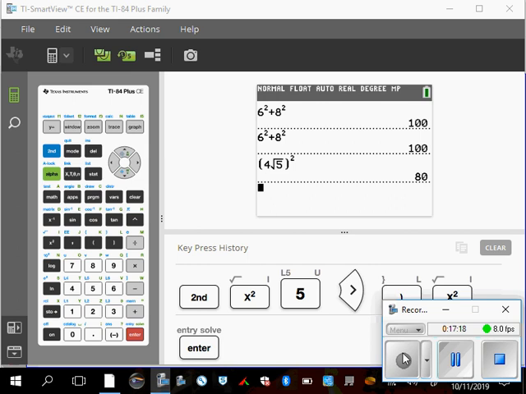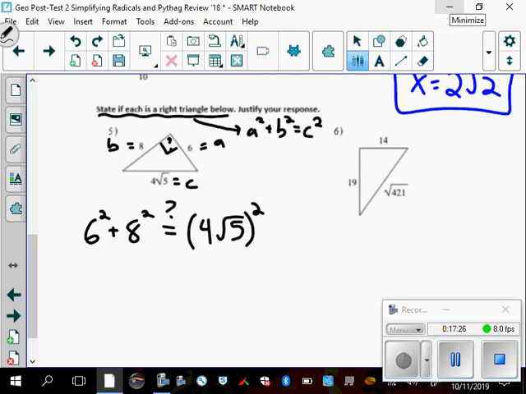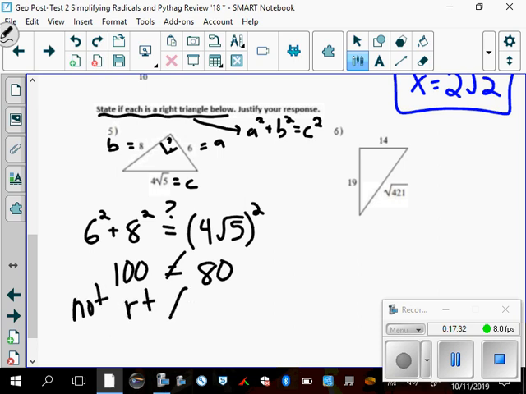All right, so here we go. I typed them both in. 6 squared plus 8 squared gave me 100. 4 radical 5 squared in parentheses gives me 80. Does 100 equal 80? Hoping you're thinking no. That means this is not a right triangle. All right, I'd like you to try number 6.